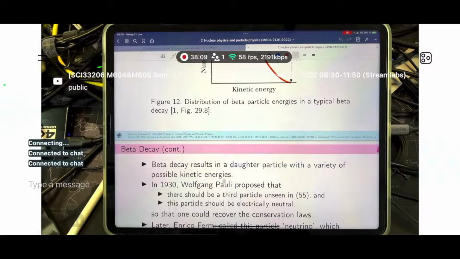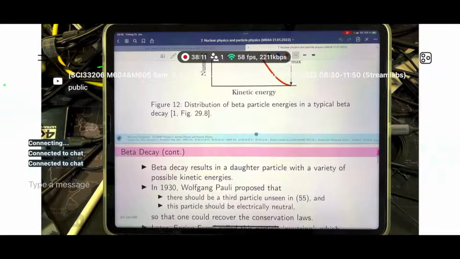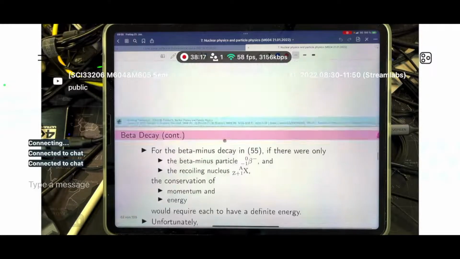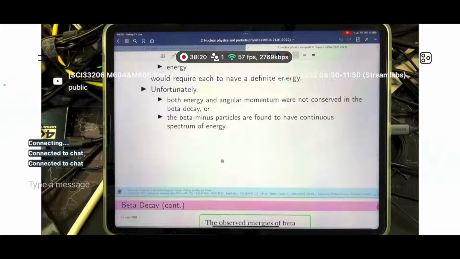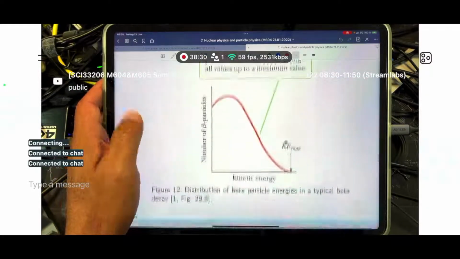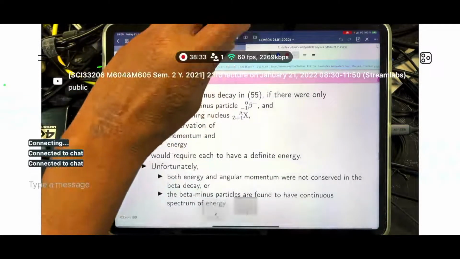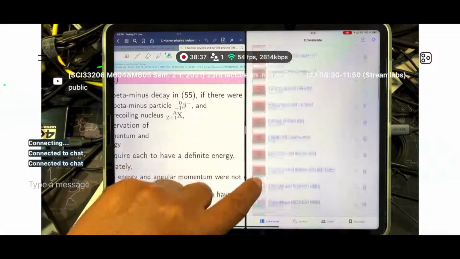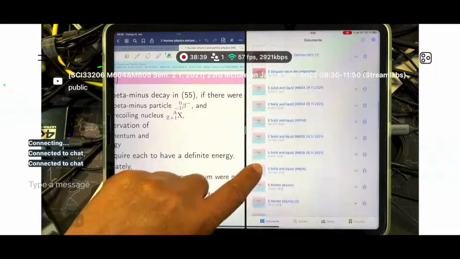Yeah, because there is something missing, something is wrong, in that the measurement doesn't correspond to our calculation here. So Wolfgang Pauli tried to investigate it in 1930, and he said that there should be a third particle which doesn't appear in it. Oh, let me open another one. It's more convenient to scroll up and scroll down.